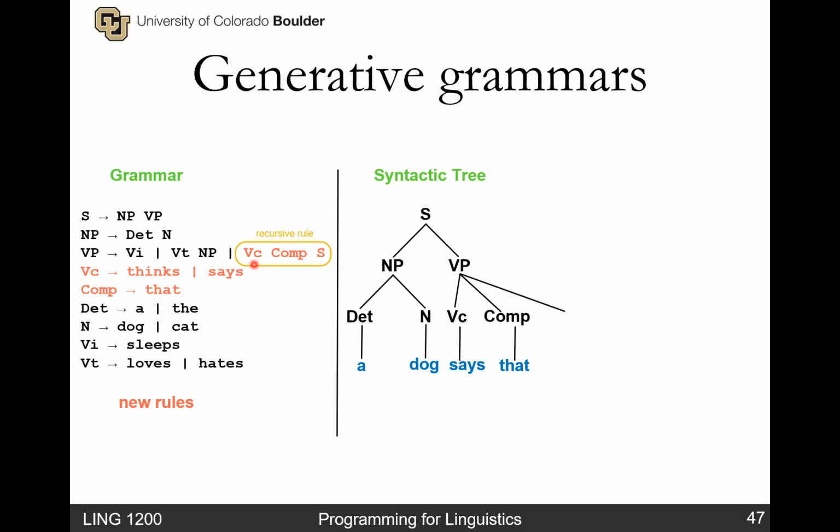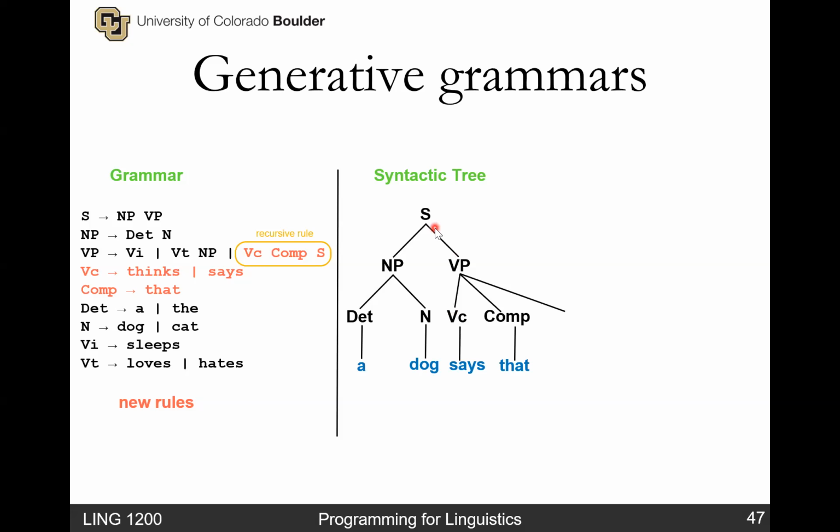and then we need rules for the things that we're missing. So for the VC, we are going to add a new rule with words that allow this recursion to happen, "thinks" and "says." And then we're going to add this rule for the complementizer, the comp, which is simply this connecting word "that," which is required in English. And then we have the rules for S. So this is where the recursion starts.